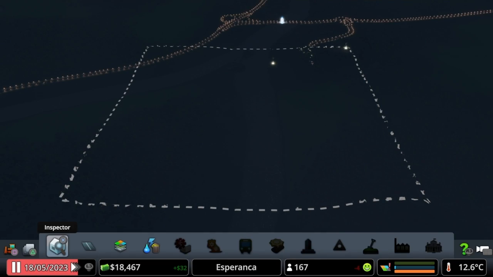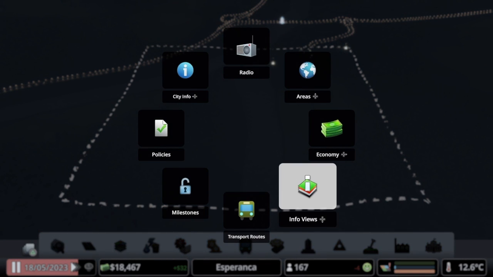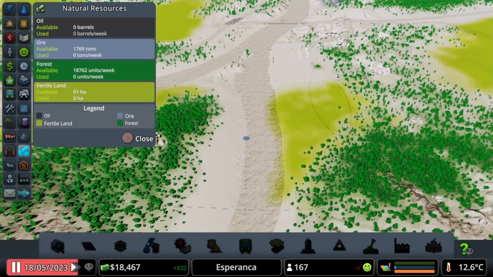The first action is you see your map and have your first impression. After this, press triangle, info views, and natural resources. You will have two choices.